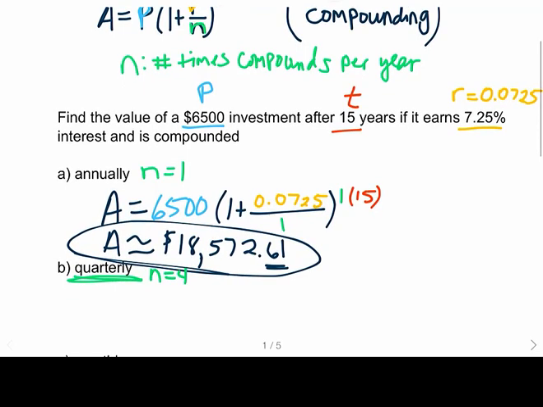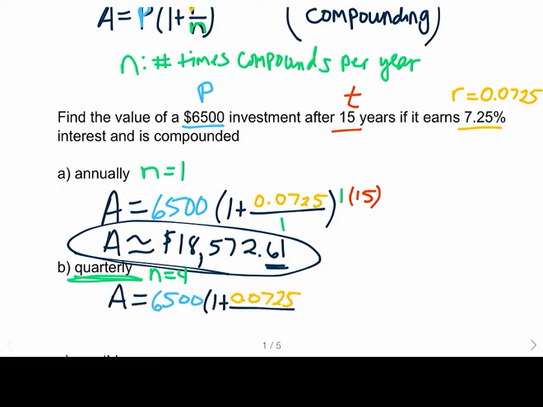It's still the same formula, and so our A is equal to 6,500 times the quantity of 1 plus 0.0725 over now 4 to the 4 times 15. And as we go through these, you're going to notice the nt as the exponent in the formula, which in this case is 4 times 15. If it's compounding 4 times a year over 15 years, then it will compound 60 times. And so the exponent is actually the number of times it compounds in the time period.